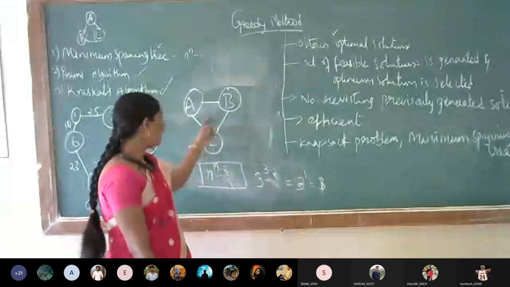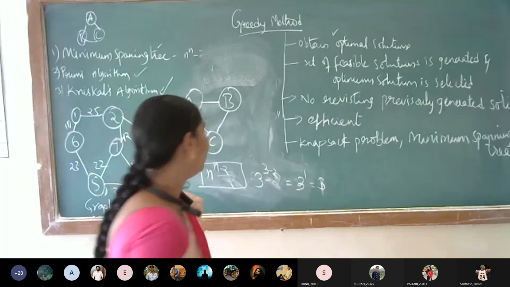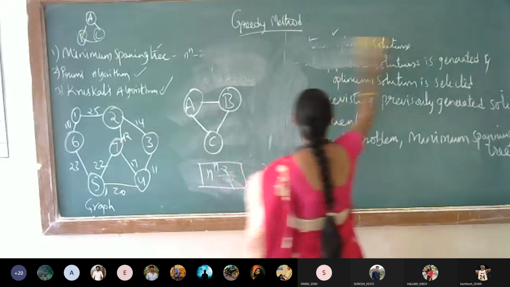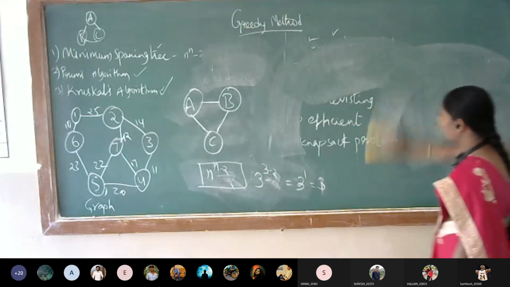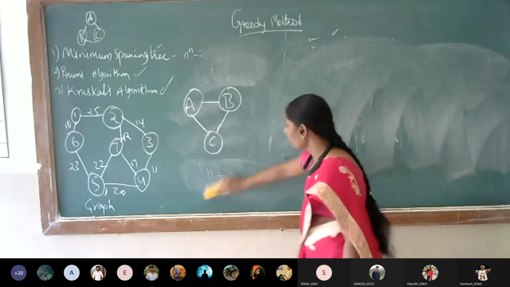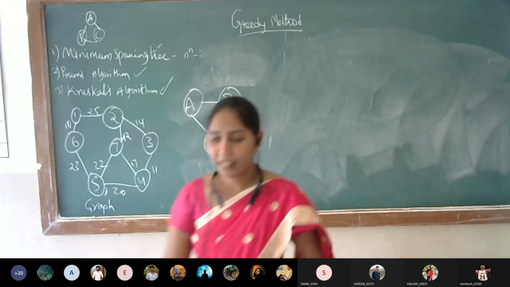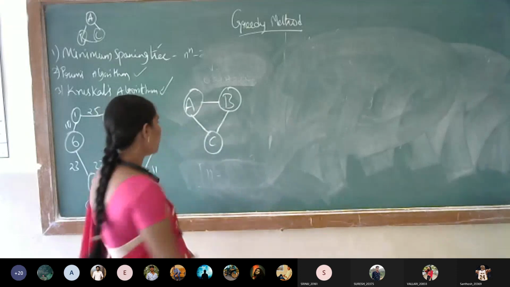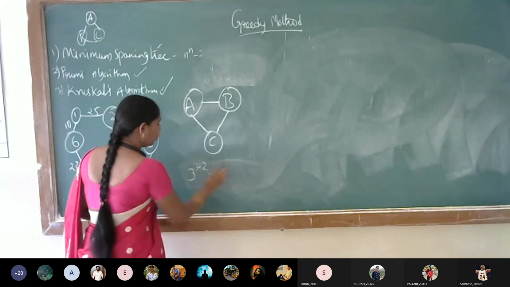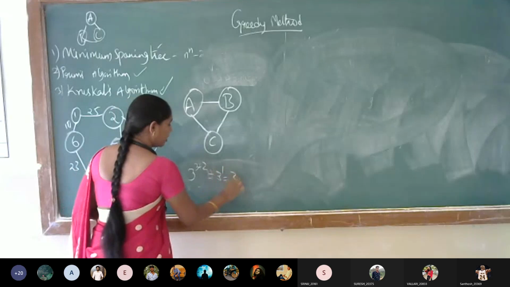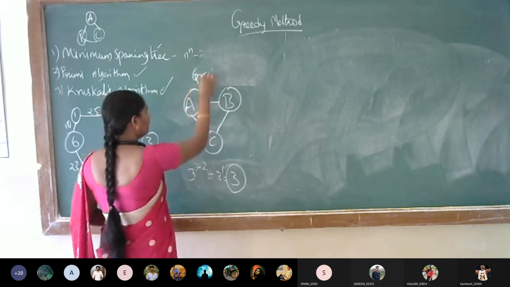Okay, so that means I'll be getting three different spanning trees for this particular graph. I should visit all three different vertices. So 3 to the power of 3 minus 2, that is 3 to the power of 1, equals 3. That means I should get three different spanning trees. Okay, this is about the graph.